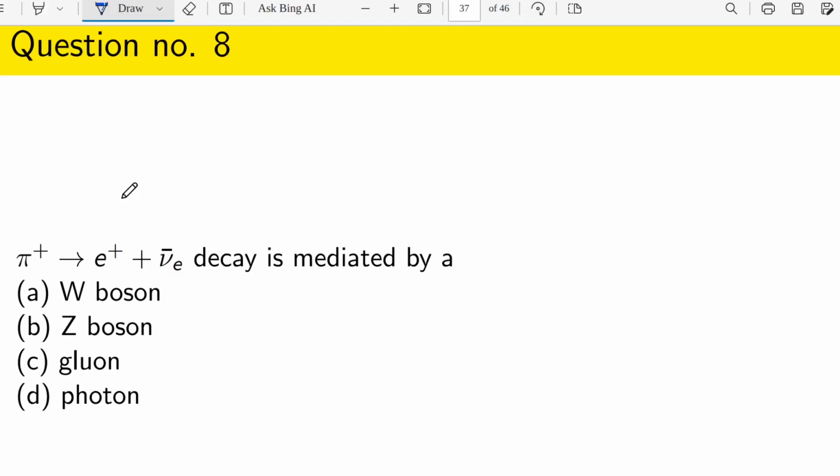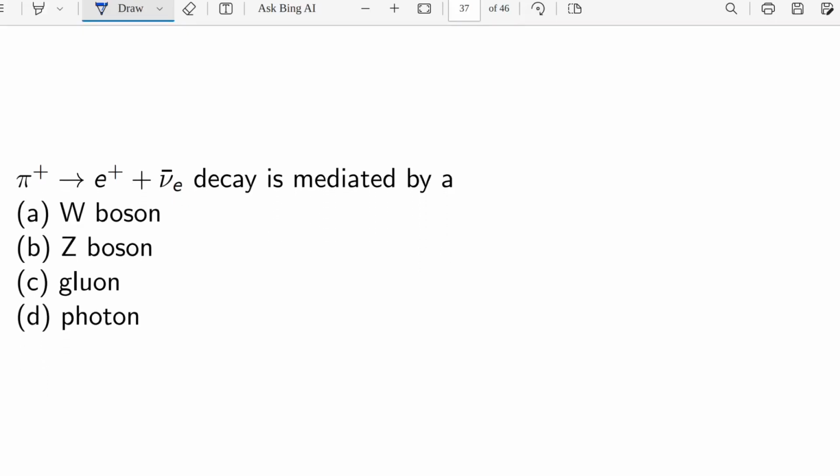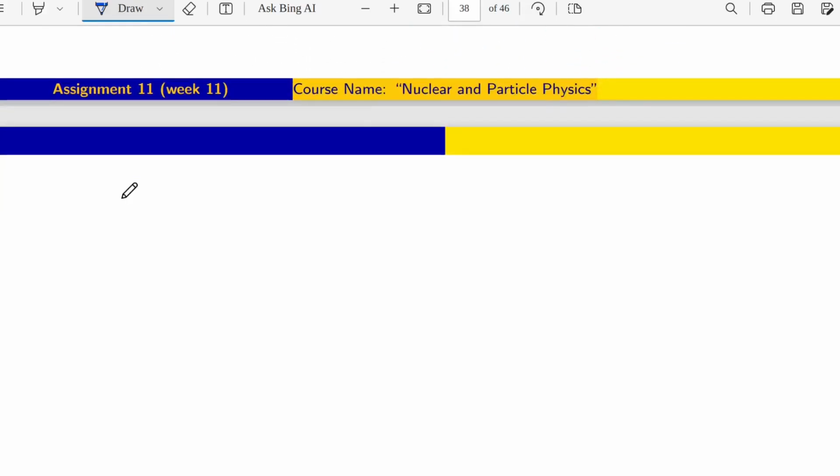Pi plus goes to e plus nu e bar. This decay is mediated by which: W boson, Z boson, gluon or photon? It may be more than one option also. So first of all we will write pi plus goes to e plus nu e bar. First of all we will check whether it is allowed or not. It may be possible that it is not allowed.